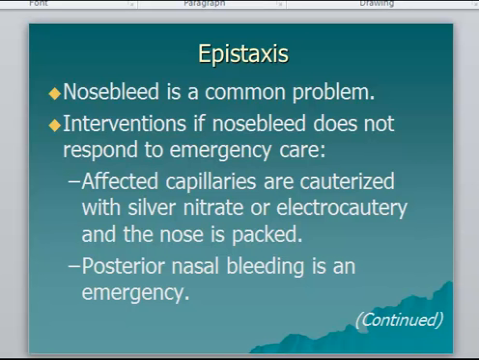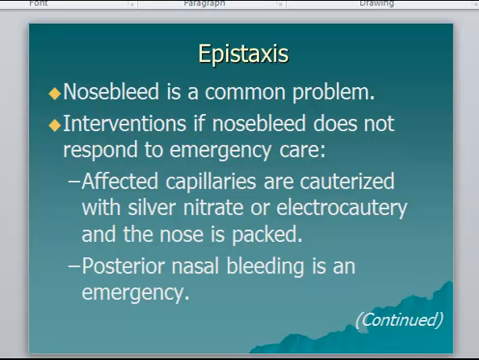Remember I said posterior nasal bleeding is an emergency because it can't easily be reached, and the patient can lose a lot of blood very quickly, and the patient is probably swallowing a lot of that blood, so you don't really know how much blood loss there is. So what they'll do is what they call a posterior packing using epistaxis catheters. They're like nasal pressure tubes. They can use a Foley catheter, or a specific posterior packing balloon may be used.